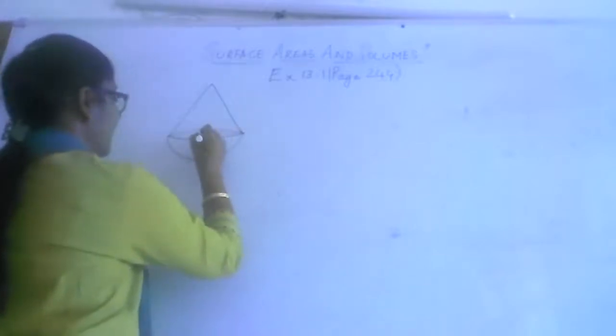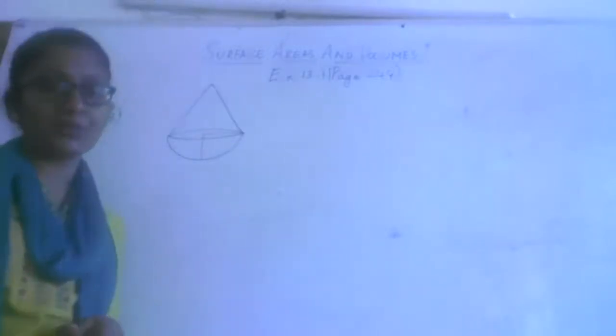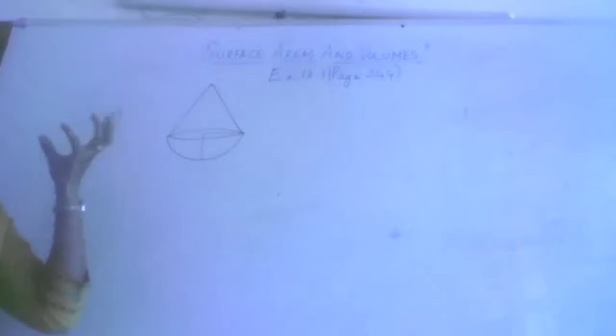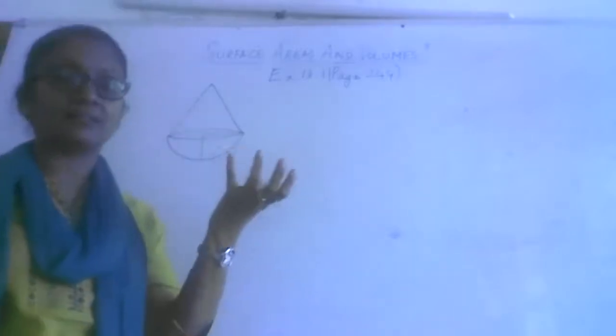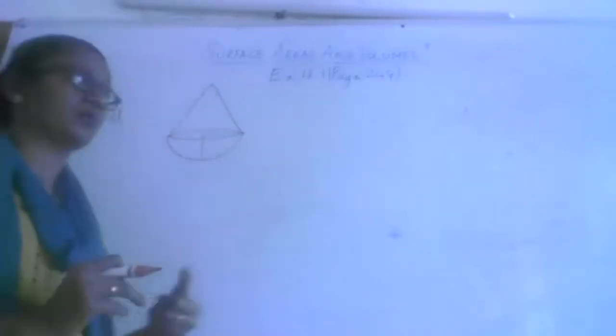What is the speciality when a cone is sitting over a hemisphere? Ma'am, they will have same radii. The radius of the base of the cone and the radius of the hemisphere, both faces coincide. Can you see that? The radius of the base of the cone will be the same as the radius of the hemisphere. That is why it is exactly sitting over that hemisphere. So the radius of the cone is given as 3.5 centimeters.